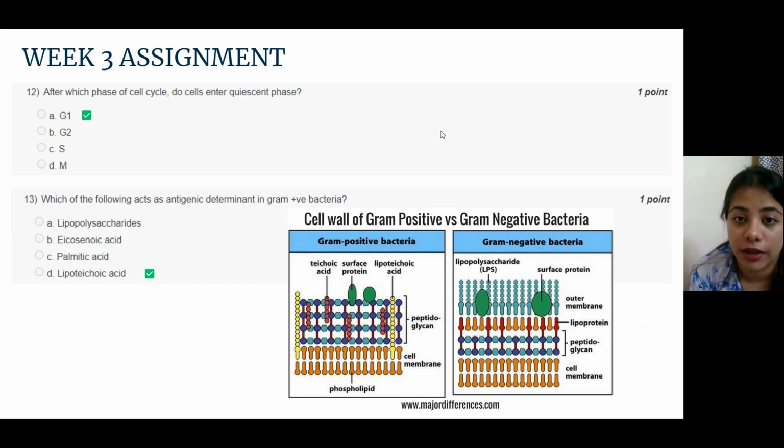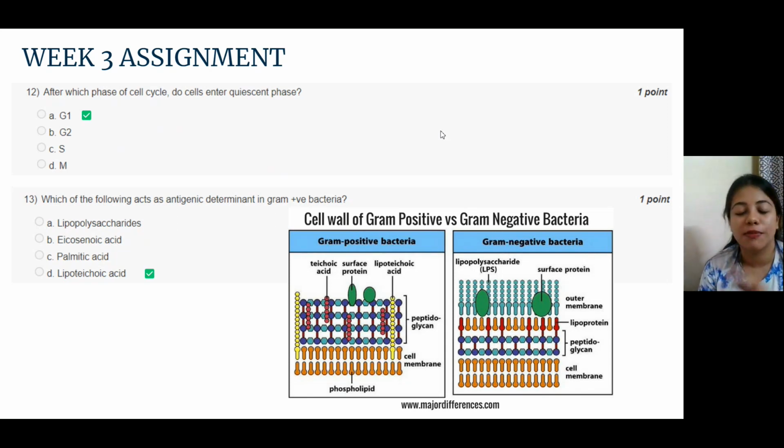Then in question number 12, we had been asked, after which phase of the cell cycle do these cells enter the quiescent phase? So the quiescent phase, if you remember, is the G0 phase. And if you recall the overall organization of the stages via which a cell undergoes division, first we have G1, then we have S, then G2.